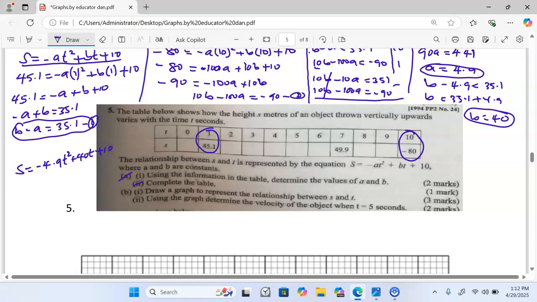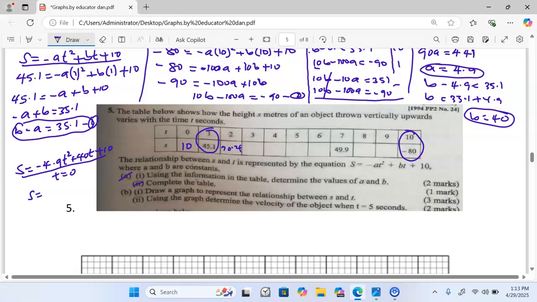of course substitute. For example, if we have the value of t as 0, then the value of s will be equal to negative 4.9 into t, which is 0 squared, plus 40 times 0 plus 10, and the value of s will be equal to 10. Then when t is 2, you can substitute it in this equation here. We are going to get the value of s to be 70.4.